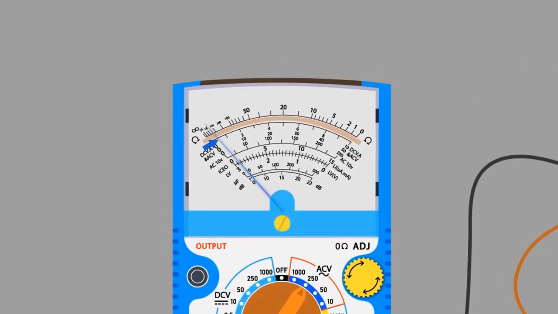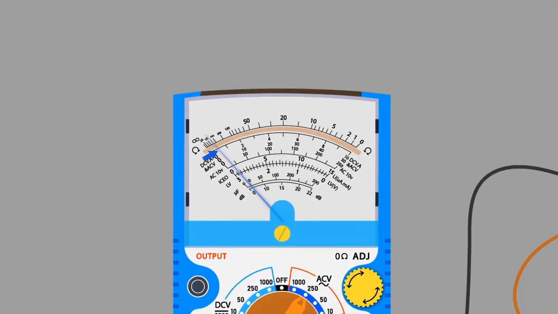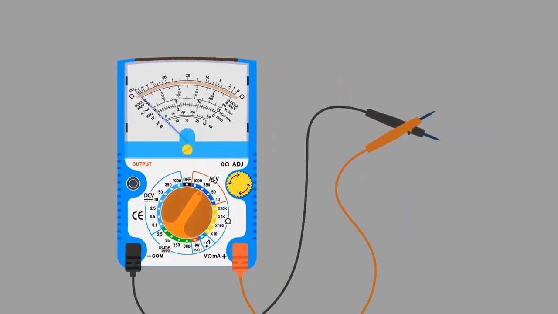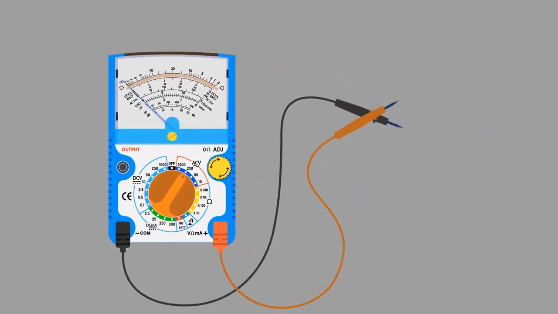If you see the multimeter needle, it is not at 0. In order to move it to 0, rotate the 0 ohm knob clockwise or anti-clockwise with the help of a screwdriver. Now our multimeter is calibrated and ready to take a reading.